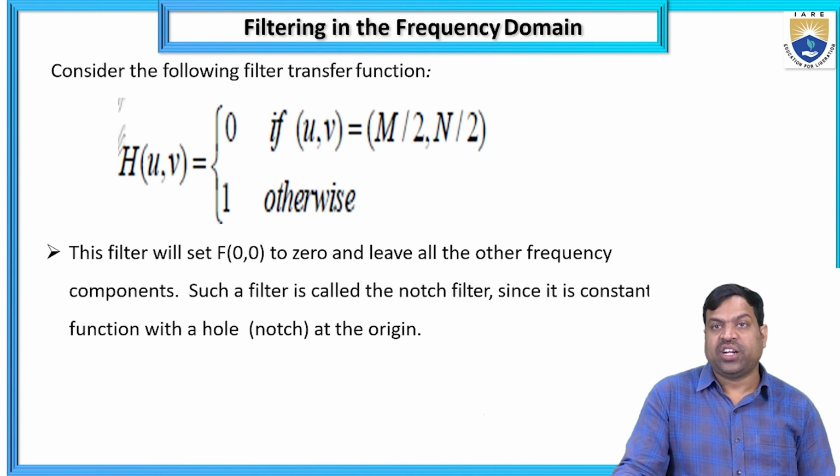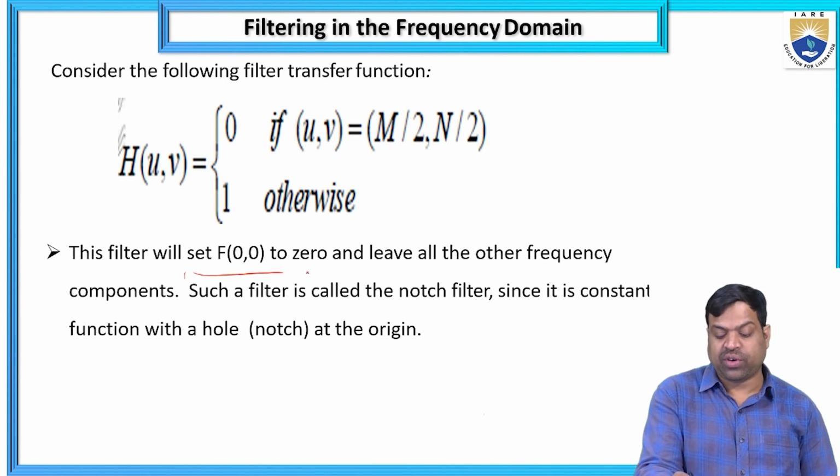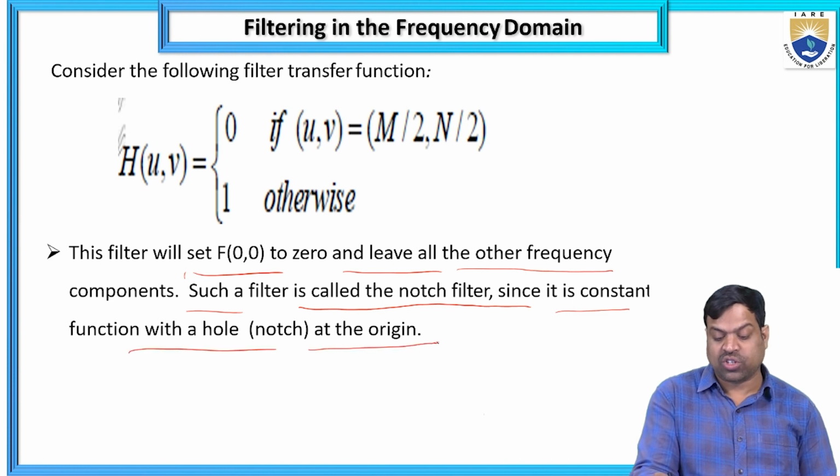So we are considering the filter transformation technique. H of u comma v is equal to 0 or 1. The limits are 0 and 1. If it is 0, then u comma v equals m by 2 comma n by 2. If it is 1, it is otherwise. I am going to set the filter at f of 0 comma 0 to 0 and leave the other frequency components. Such a filter is called a notch filter, since it is a constant function with a hole or notch at 0.